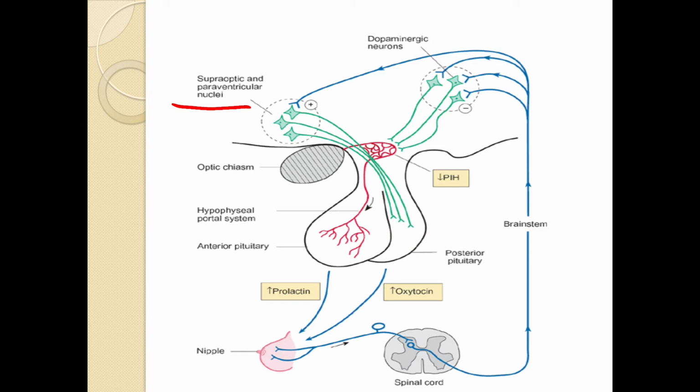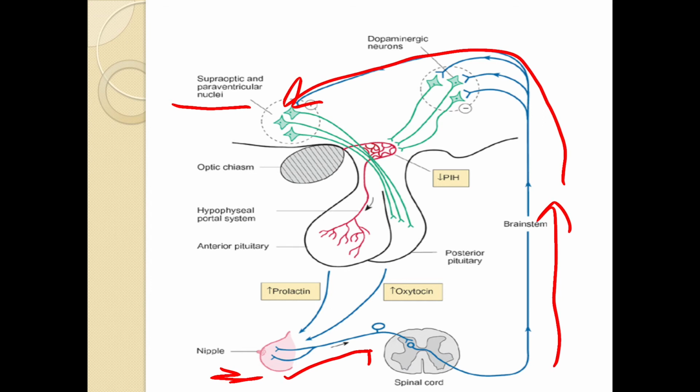Now we will see what happens in the milk ejection reflex or milk let down reflex. When the baby sucks the nipple, the touch receptors, the somatic receptors around the nipple and areola, are stimulated. The signals pass through the nerves and reach the spinal cord. They ascend via the ascending pathways of the spinal cord, reach the brainstem, and from there reach the supraoptic and paraventricular nuclei, which get stimulated. The oxytocin from these nerve endings is then released into the blood.